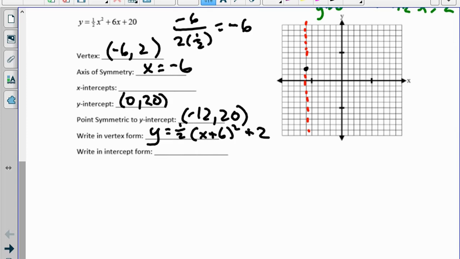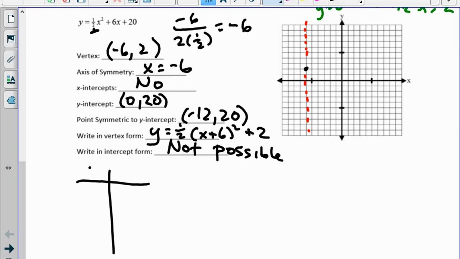Writing it in intercept form, and the x-intercepts, well, those are actually not that bad. There aren't going to be any. It's not possible. And there are no x-intercepts. And the reason we know that that is true is because this is going to open up. Our a value is positive, it's going to open up, and our vertex is above the axis, so there's no way that that's going to work.